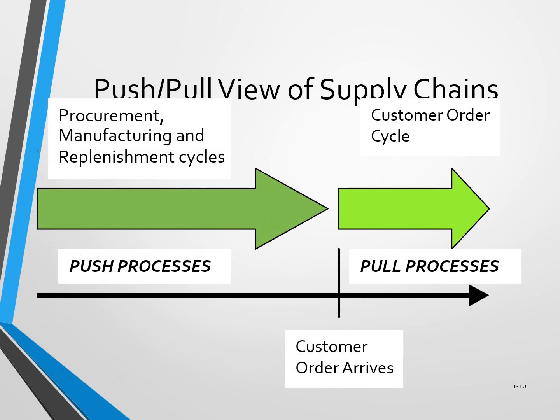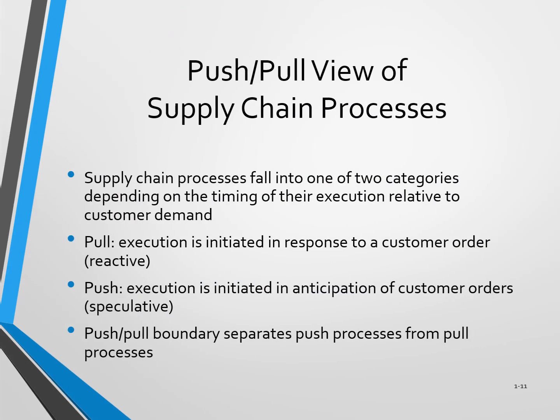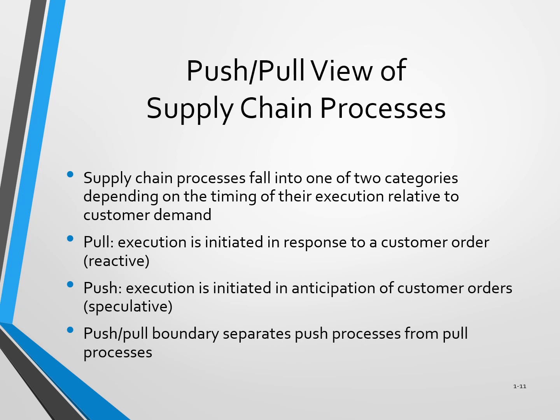Push-pull view of supply chains. So procurement, manufacturing and replenishment, these all come under push processes, whereas the customer order cycle comes under pull processes. Supply chain processes fall into these two categories depending on the timing of their execution relative to customer demand.